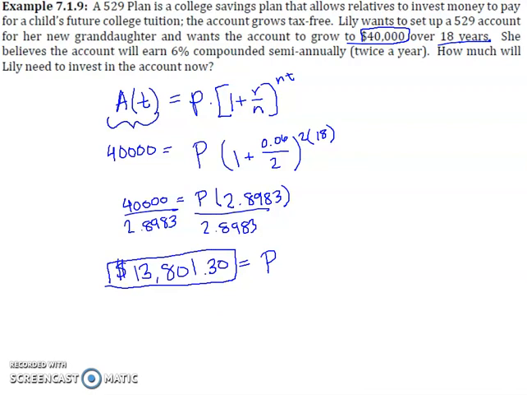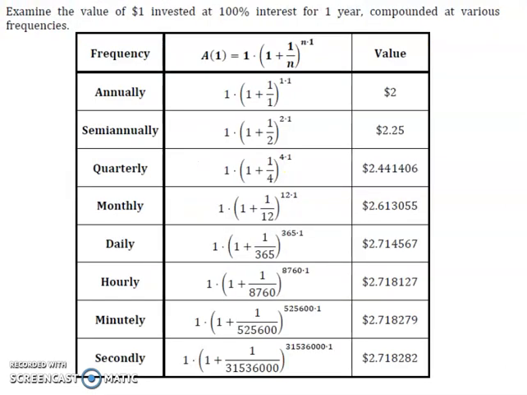What we're going to look at now is what happens as we increase our value of n, in this case 2, infinitely. On this chart, we have the value of n increasing from 1 to 2 to 4 to 12 to 365. So we went from annually to semi-annually to quarterly to monthly to daily. I now have 8,760 payments, 525,600 payments, and approximately 3 million payments every year.